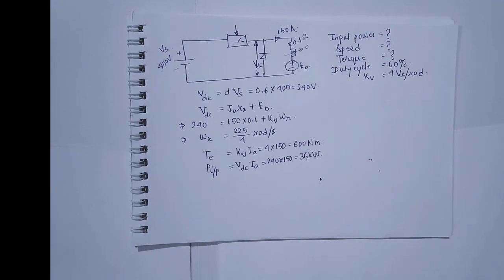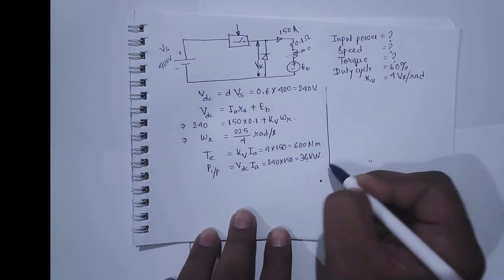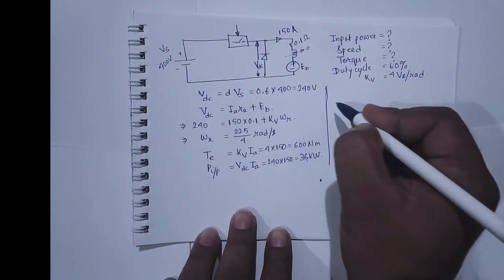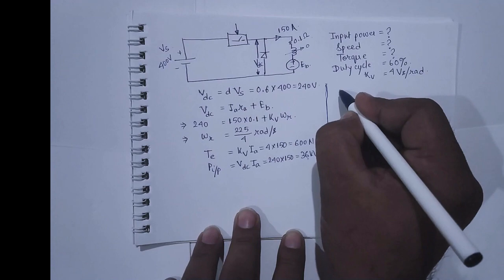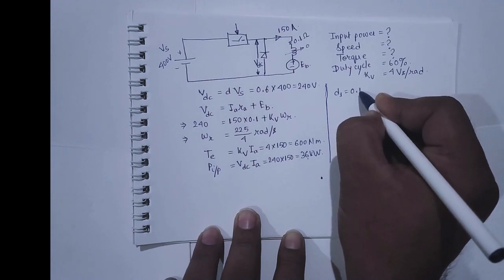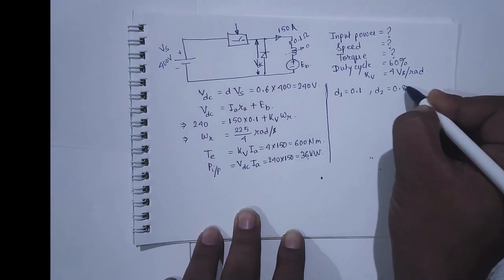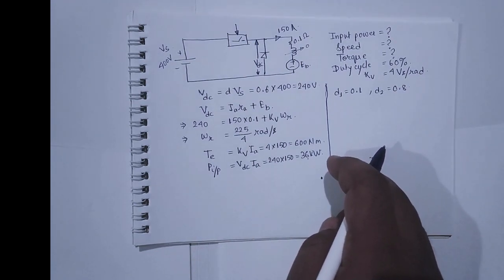Now moving on to the next part. In the next part, it is asked what will happen to the speed if the duty cycle is varied from 10% to 80%. Okay, so the duty cycle is varied from D1, which is 10%, that is 0.1, to D2, which is 0.8. Now what will happen to the speed?